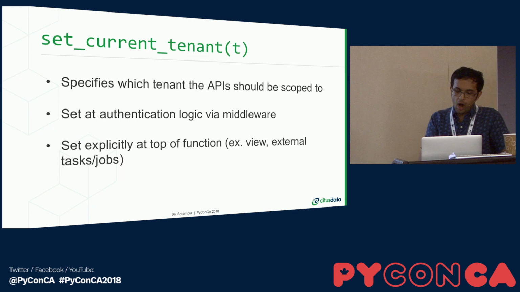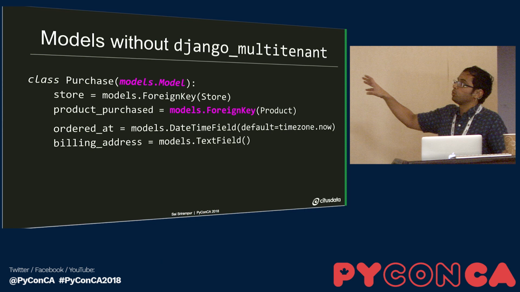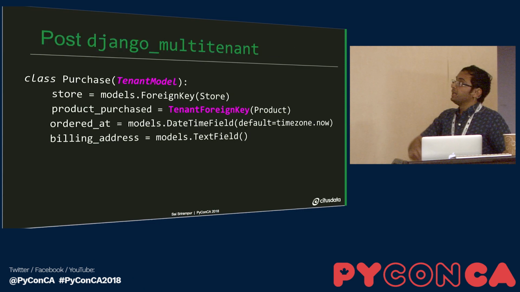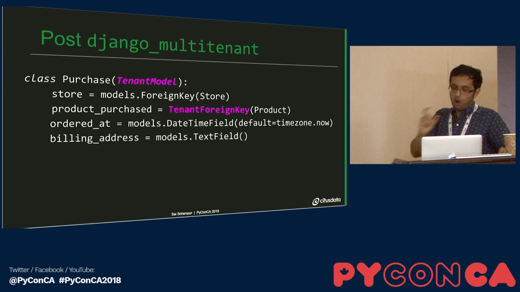So now let's get into how actual code looks in a real-time production environment. Without Django multi-tenant, your models would look something like this. You'd have models.Model or models.ForeignKey, right? But once you start using the Django multi-tenant library, you change the construct to TenantModel and the foreign keys to Tenant ForeignKey. So this is the first step where you introduce TenantModel and Tenant ForeignKey to your models.